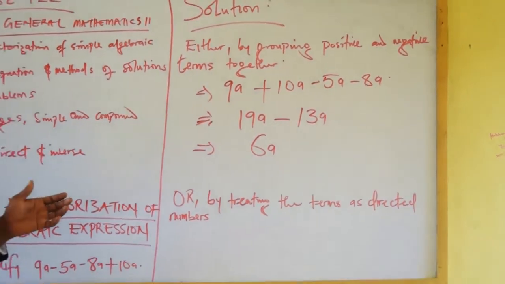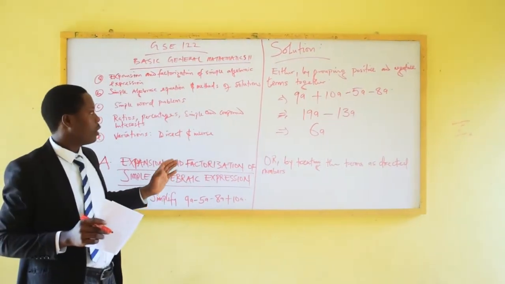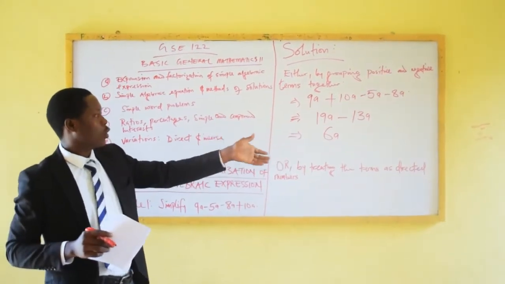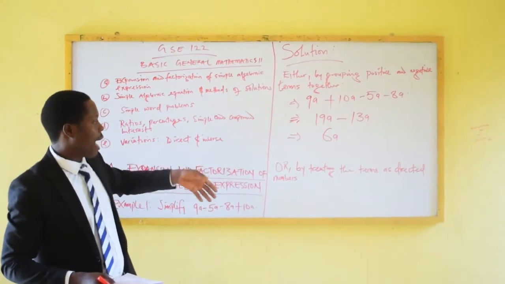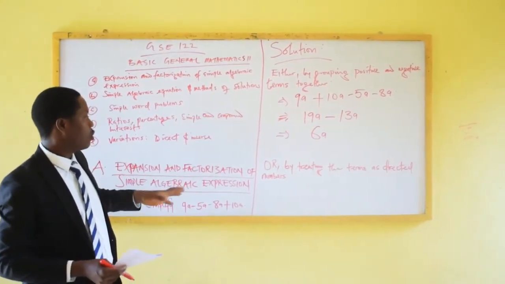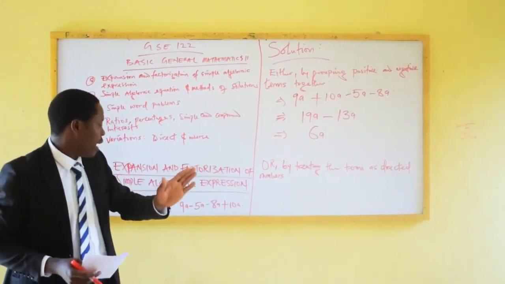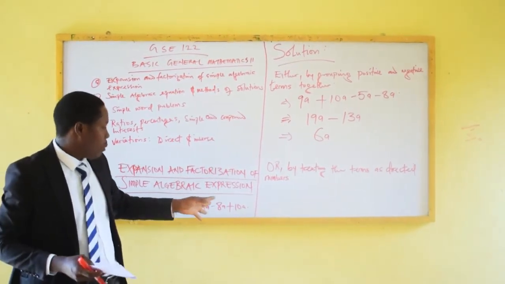I think it's very clear, very simple to go by. Group the positives together, group the negatives together, then solve it out. Then the second approach you could use is just to solve it as directed numbers. Just solve it as the numbers approach.